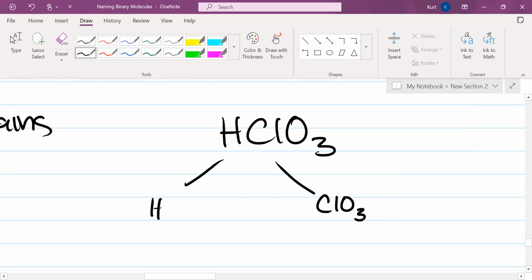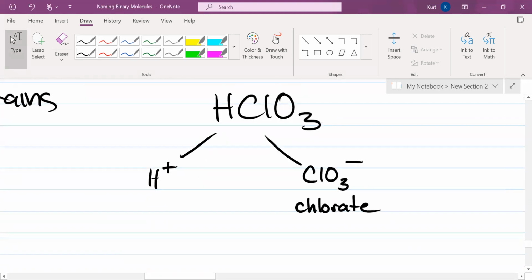ClO3. Now you're like, well, Mr. Thorson, you didn't tell us we had to memorize this. How am I supposed to know what the charge is? There's a way to find out. How many hydrogens are attached to it? What is the charge of just one hydrogen? So what must the charge of the chlorate be? That's right. This is called chlorate. You did not have to memorize that one, so I'm happy to help you.